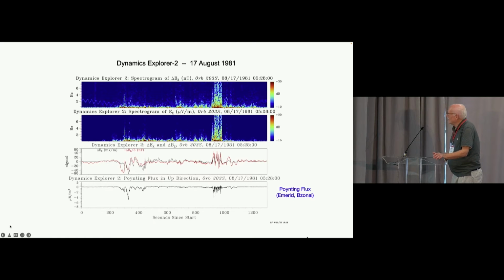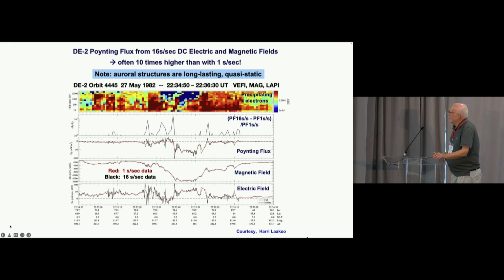Okay, here's another one. Now I want to point out, we talked this morning about what about the Poynting flux of the higher frequency data versus the low frequency. Higher frequency is 16 samples per second in this case versus 1 sample per second. So we've done this sort of comparison. This is work of Harri Laakso, who, by the way, is now permanently in our group. He retired from the European Space Agency, and he's back at Goddard, where he was long ago as a postdoc working with the electric field team.